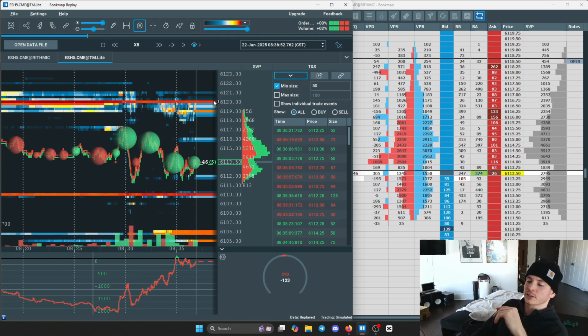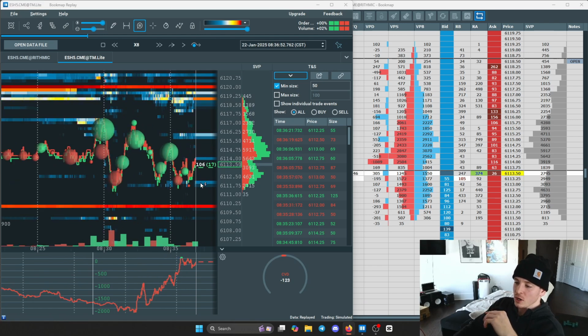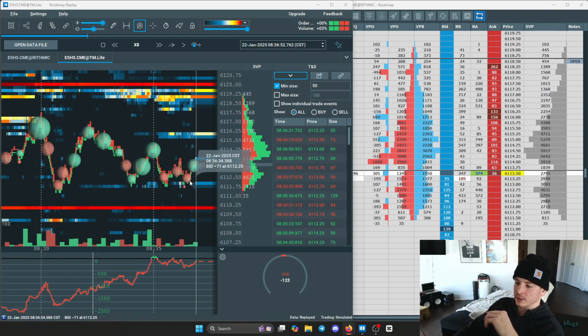All right, so fast forward to 8:37, and you're just going to see the CVD going straight up and price going sideways. This right here is a blatant enough CVD divergence where it would be worth taking long. So I would take it long probably as soon as we tested this lower 612 area.